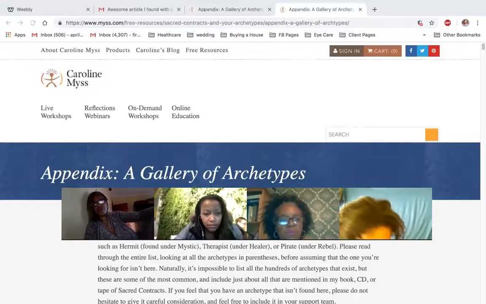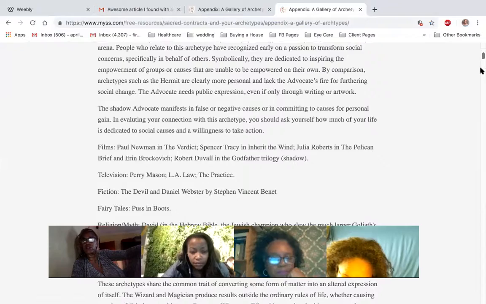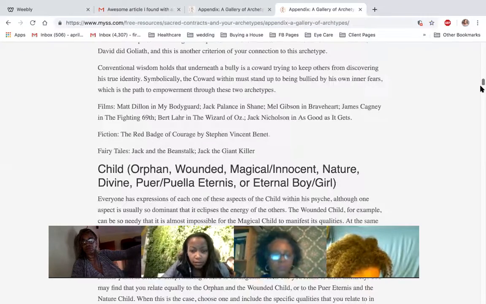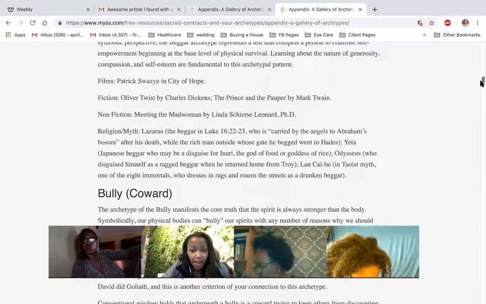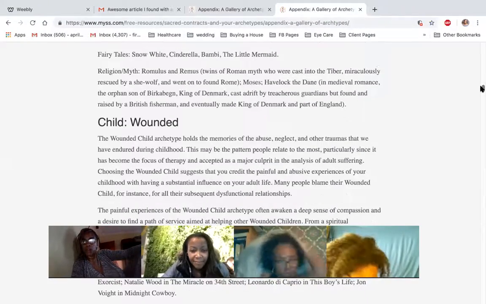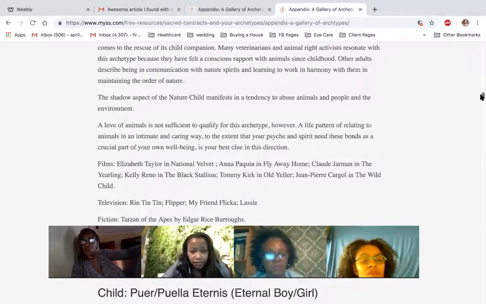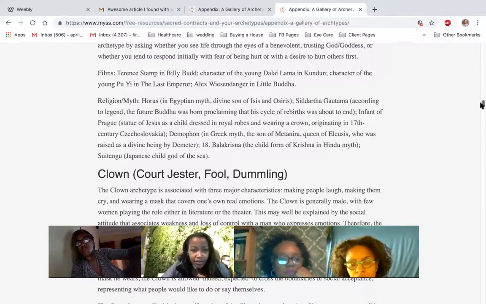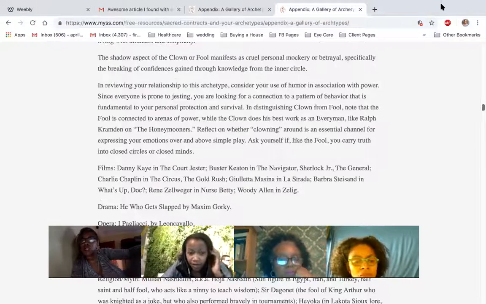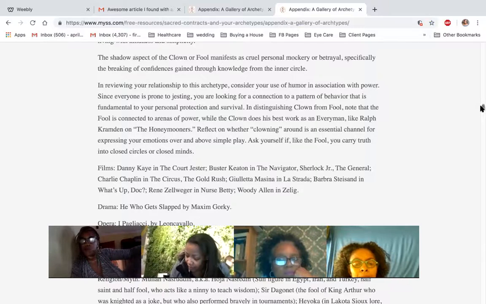Everybody can see my screen? So for example, if one of yours was the caregiver, you would go through and pull adjectives, nouns, and verbs that speak to you. It would be as easy as skimming through it.